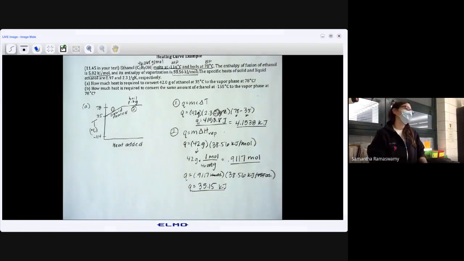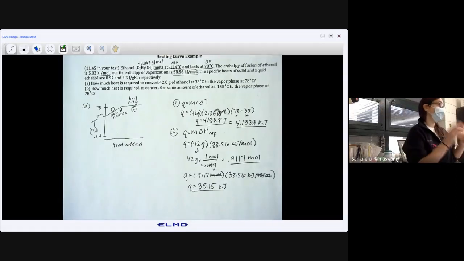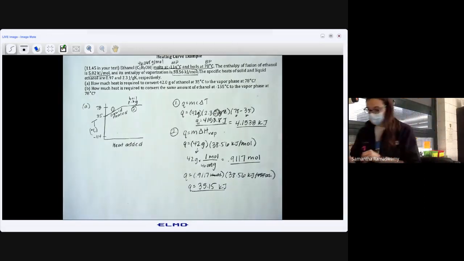Here's how you can check to see if your work is on the right track. This heat of vaporization portion of the heating curve is almost always going to be the largest number of your calculations because you're overcoming every single intermolecular force. Overcoming intermolecular forces takes much more energy than just heating up a substance.